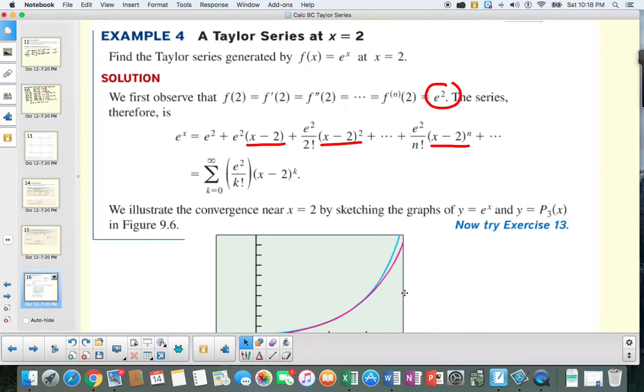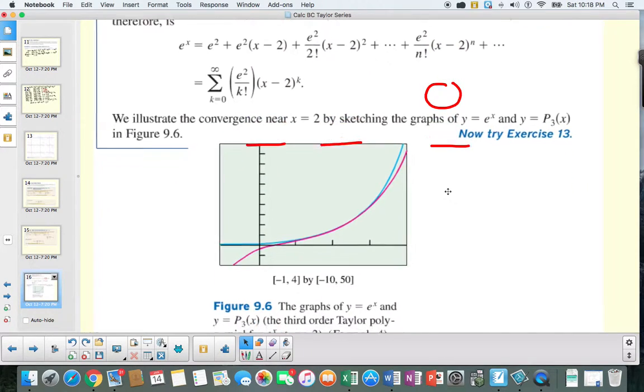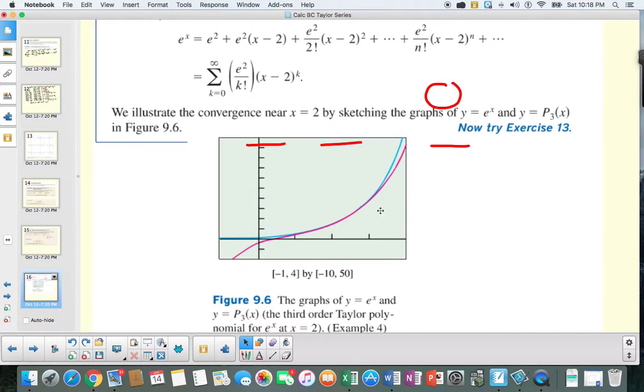Now let me push the screen up a little bit so that you can see that the more and more terms we have, the more and more it looks like e to the x right here. And again, notice that the center here is at 2. So as it goes farther out from 2, the polynomial looks like it matches the function more and more.